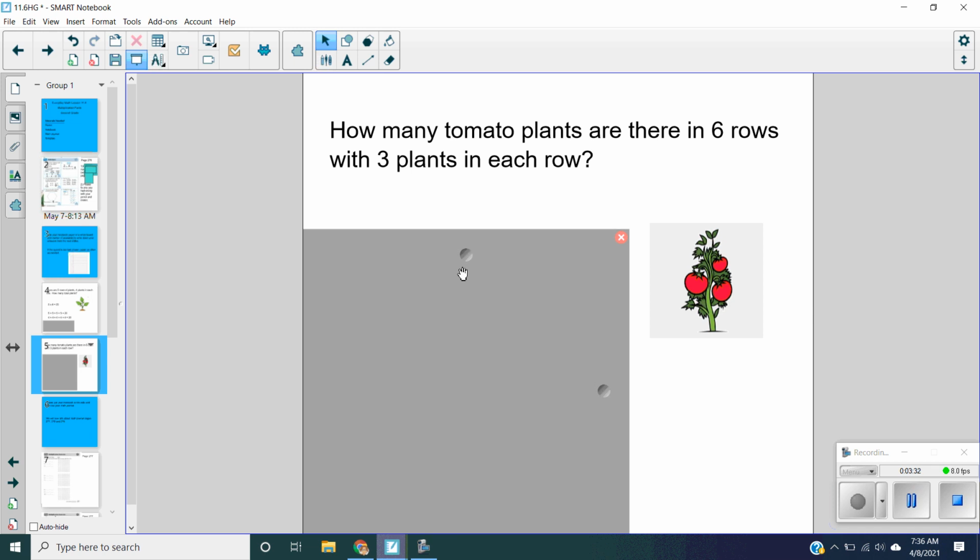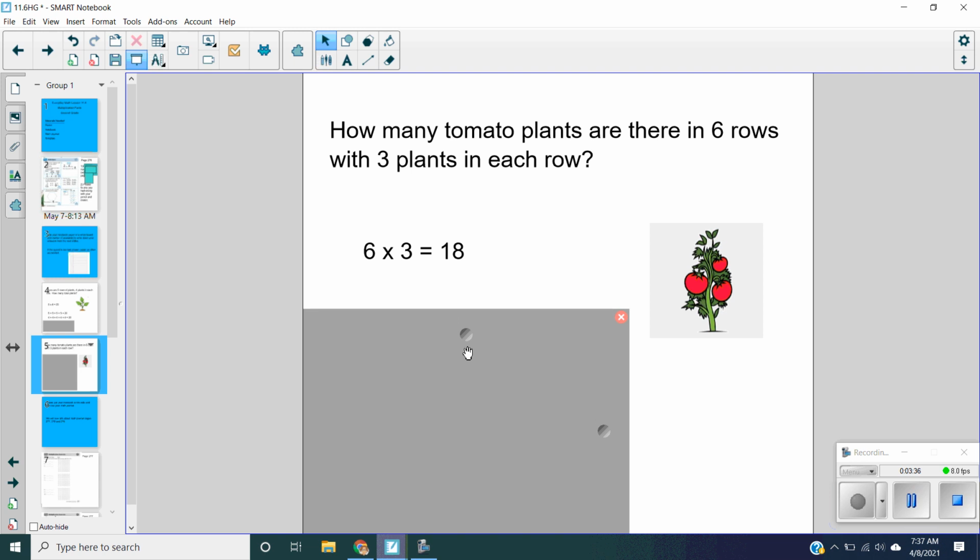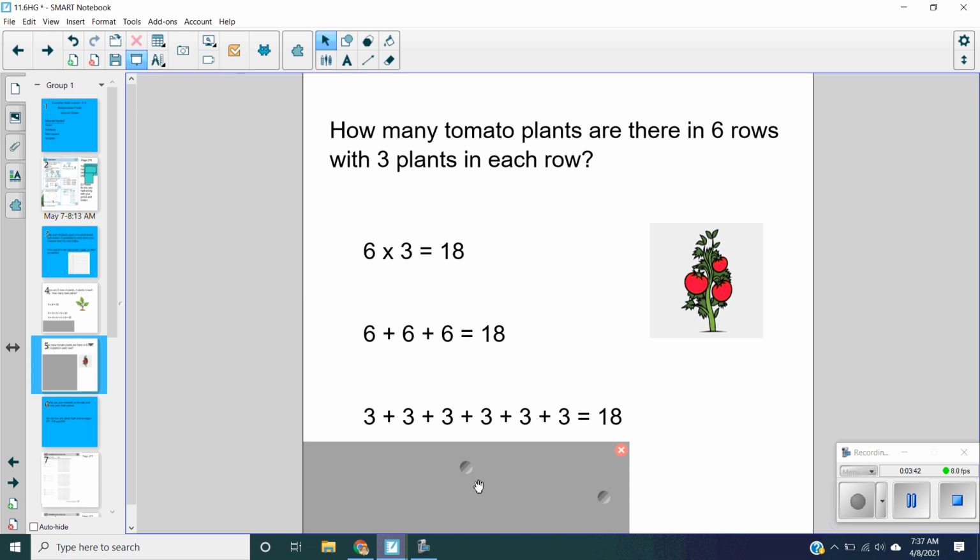So for this one, maybe I knew that 6 times 3 equals 18, or I could have used repeated addition again if I wanted to add 6 3 different times or add 3 6 different times. I could have also made an array, but I should have figured out that there would be 18 plants.